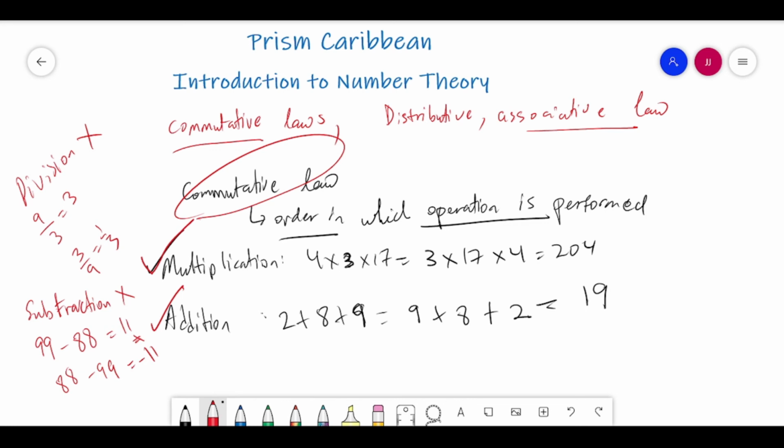So again, the commutative law deals with the order in which the operation is performed, right? Which basically says, hey, if I do this operation in any different way, whether it be multiplication in a different order, or addition in a different order, we're still getting the same answer. So the order does not matter in this case. However, for division and subtraction, as you can see, the order does matter, right?